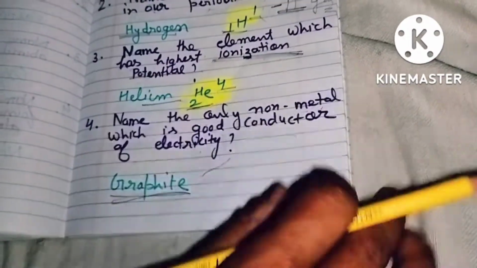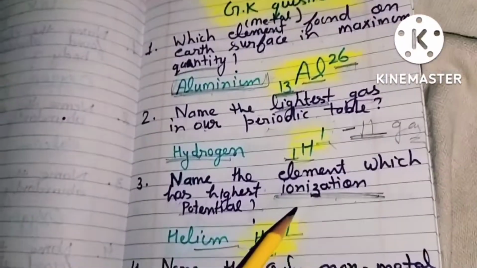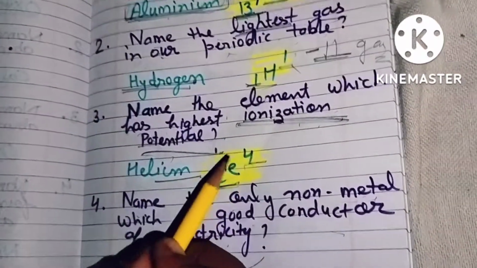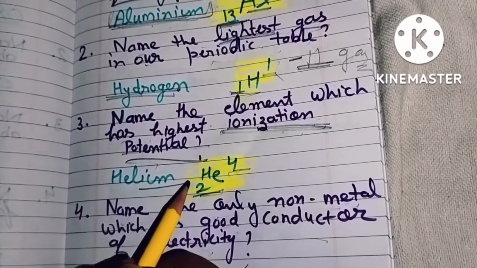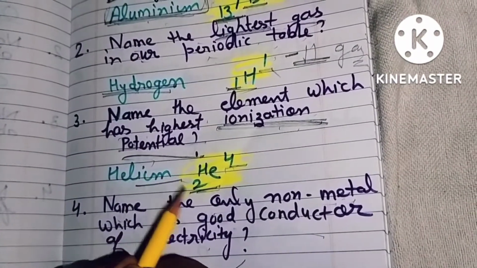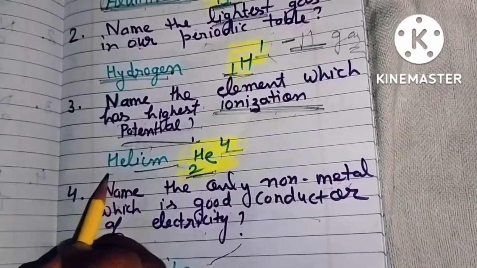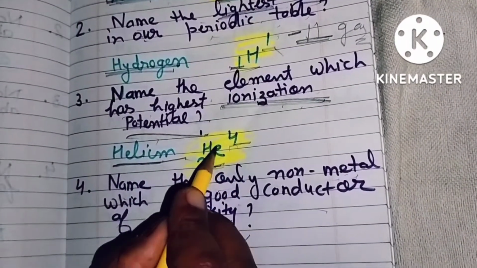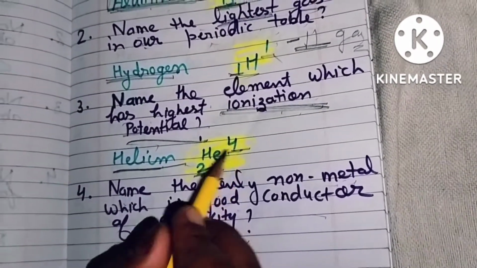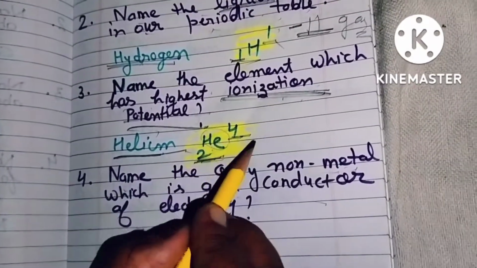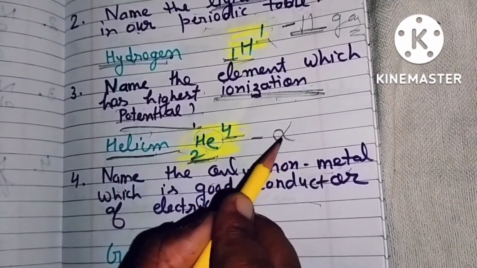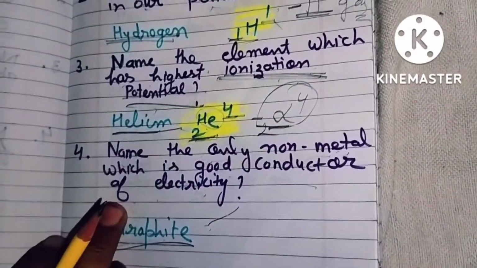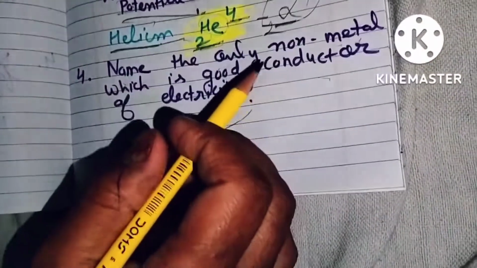Next, name the element which has the highest ionization potential. Ionization potential means the energy needed to convert an atom into an ion. This is helium. Helium has atomic number 2 and mass 4. It is symbolized by He, and it is known as the alpha particle, written as 2, 4 in the scientific notation.